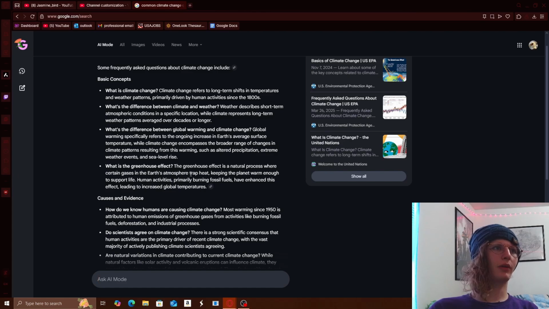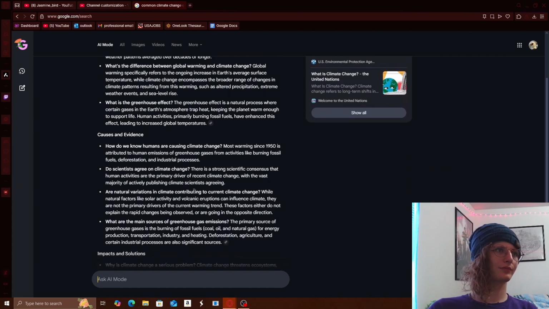Greenhouse effect is a natural process where certain gases in Earth's atmosphere trap heat, keeping the planet warm enough to support life. Human activities, primarily burning fossil fuels, have enhanced this effect, leading to increased global temperatures. Okay, how do we know humans are causing climate change? Since the 50s, due to emissions of greenhouse gas from activities like burning fossil fuels, deforestation, and industrial processes.